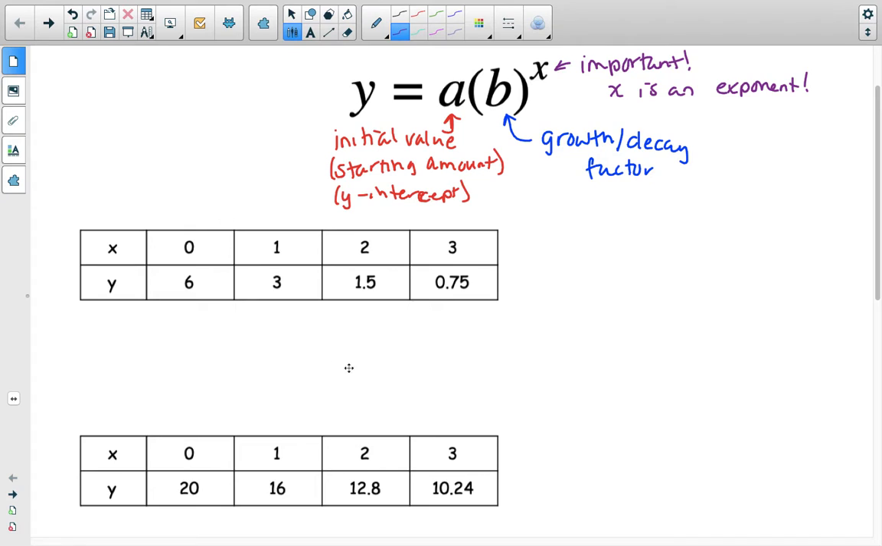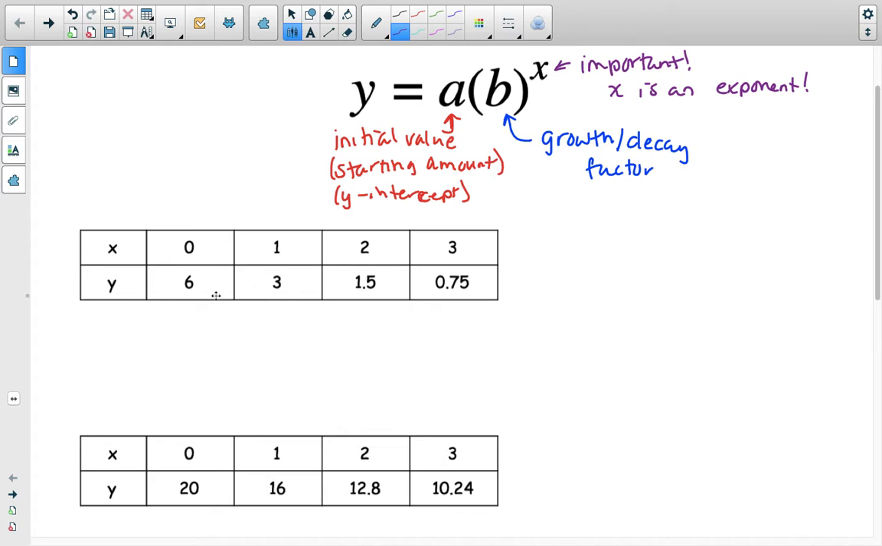So if we're looking at tables, we want to determine as the x's increase, what are the y's doing? You can see that the y's are getting smaller as it moves on. So I could do 6 minus 3 to get 3, but 3 minus 3 does not give me 1.5. So this is not a linear function because I am not decreasing at a constant rate. I am decreasing by multiplying values.